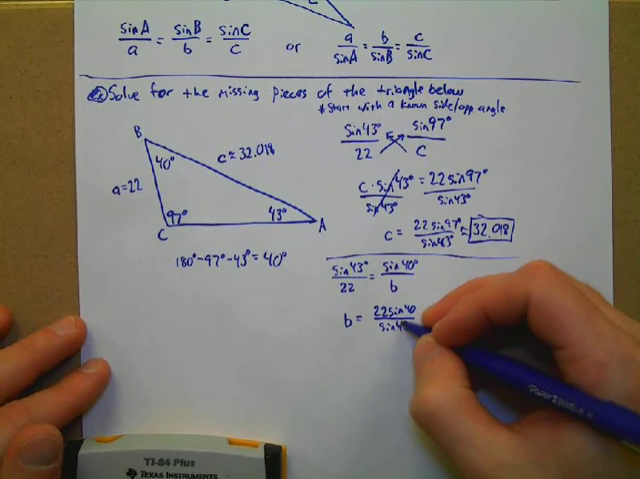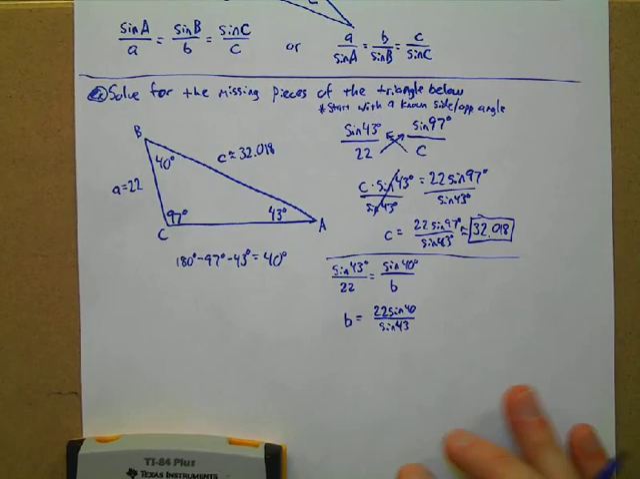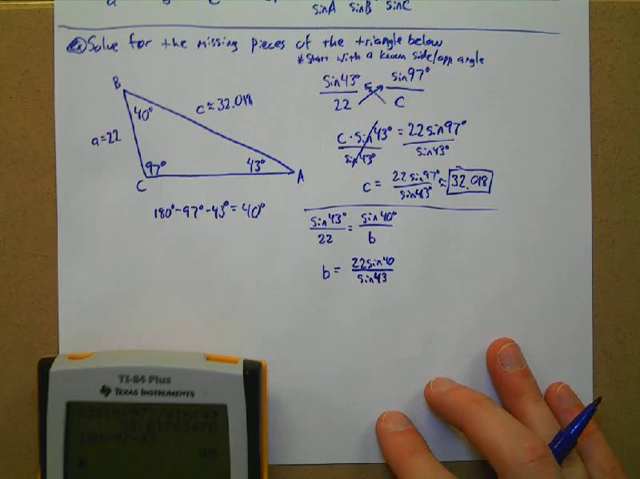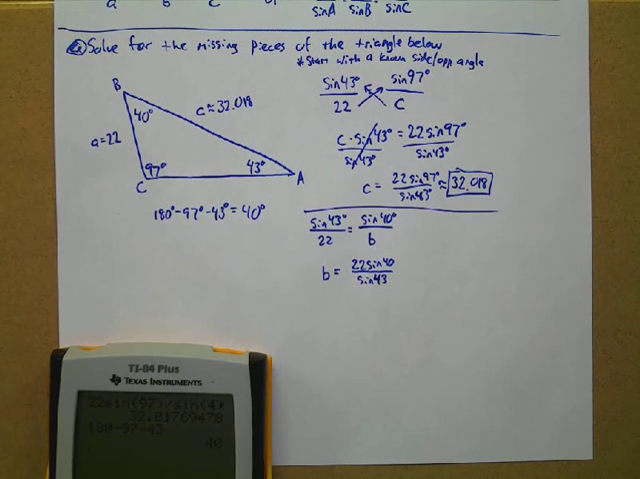All right, and we'll just type into our calculator. Please make sure you close the parentheses right after you type in sine. All right, so close that parenthesis there, 22 sine of 40 divided by sine of 43. That one's not necessarily closing, but you know, it's a good habit. So about 20.735.